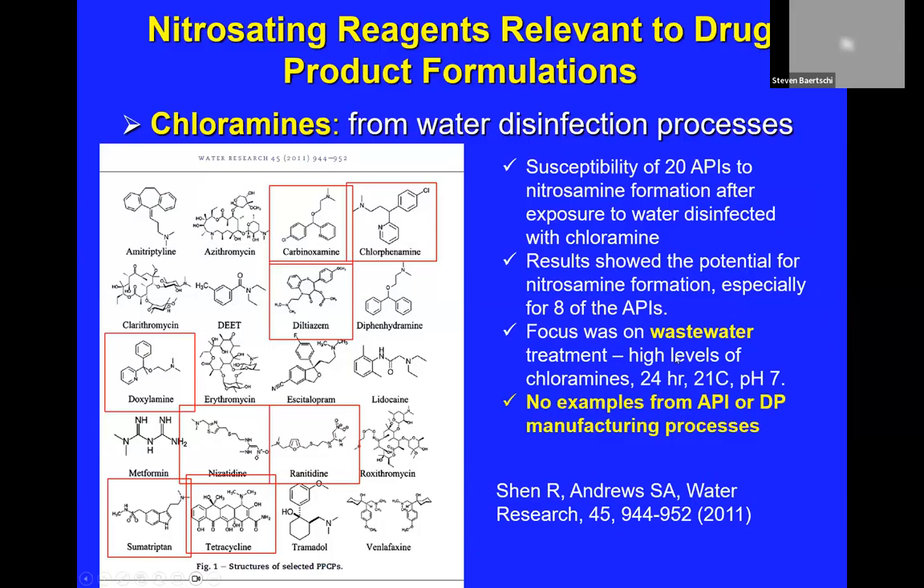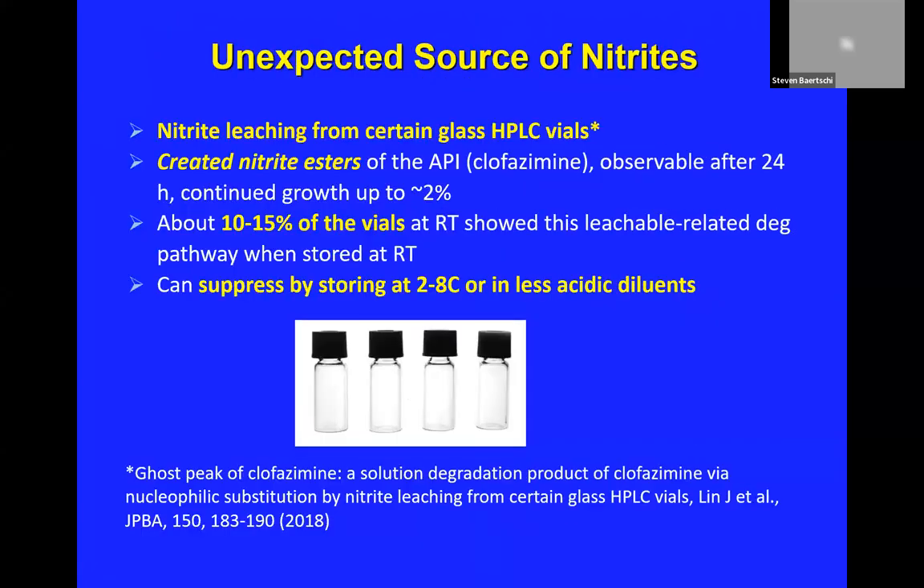So there are really high levels of chloramines, and there are no examples that I'm aware of from API or drug product manufacturing processes where you might have water that has trace levels of chloramine in it. It's just generally not relevant, but it is something you cannot rule out. I think in any risk assessment, you need to consider the possibility for the water that you use in either the API or the drug product manufacturing process. But I think in general, it's not a significant risk, and I don't know that there are any examples.